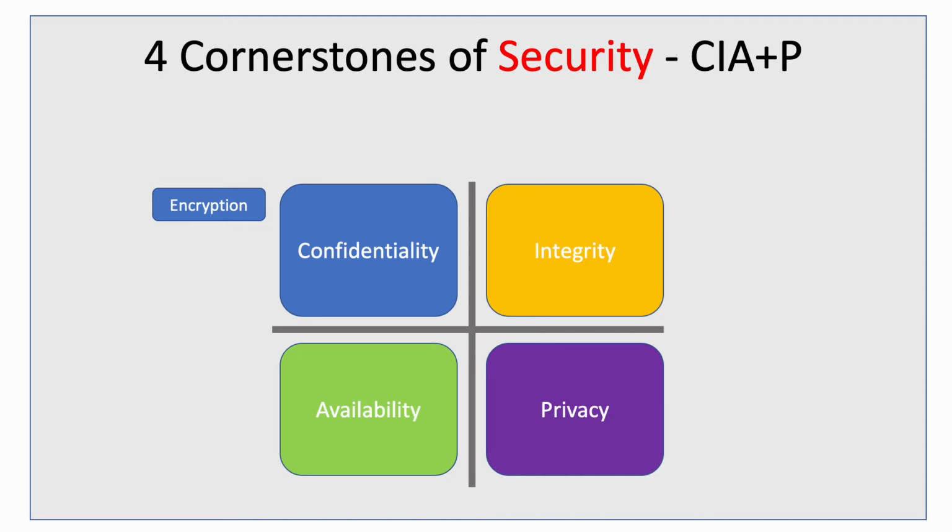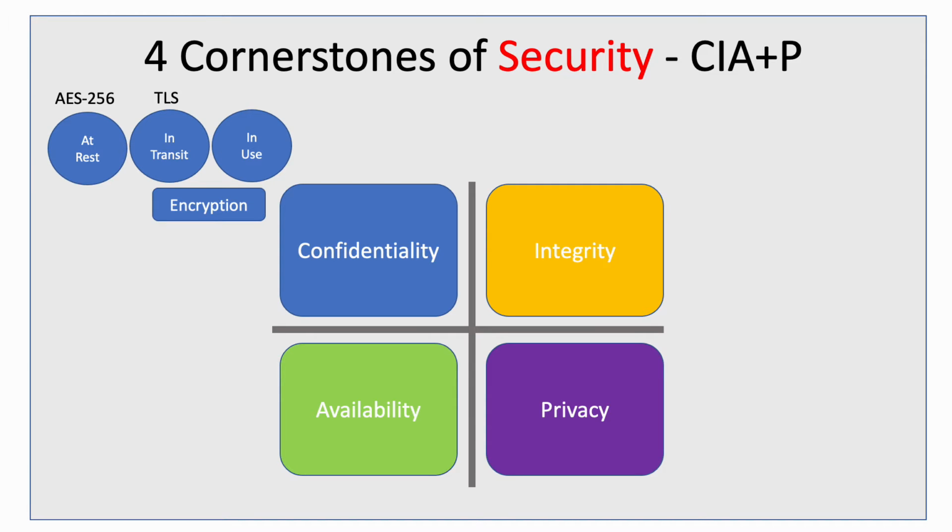And there are different types of encryption. There's encryption at rest, which is basically encrypting the data while it's stored on the hard disk. An example of this is AES 256. There's also encryption in transit. So this is basically ensuring that data is confidential and secure as it's moving from place to place. An example of this would be TLS. And then obviously encryption in use. For example, as the data is being processed, it is still encrypted.